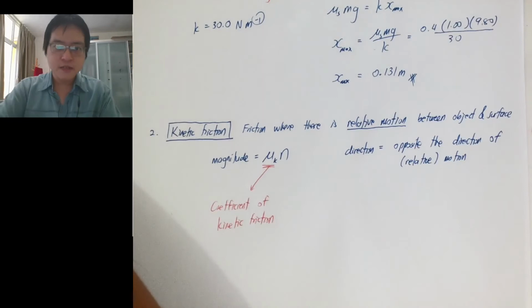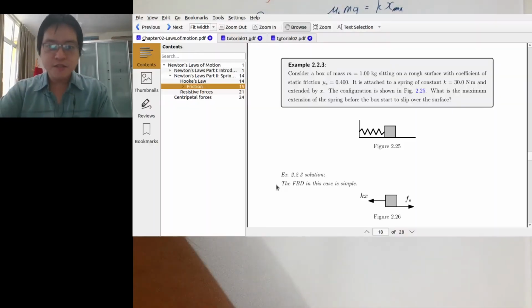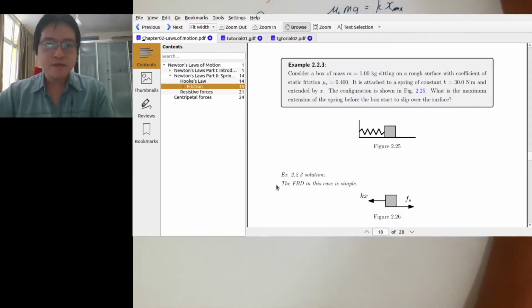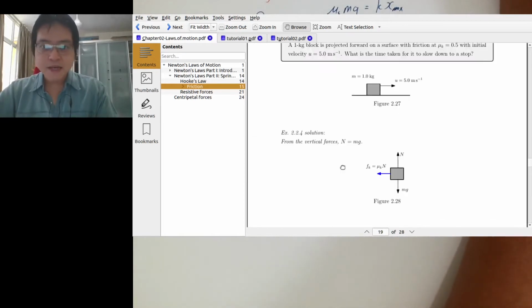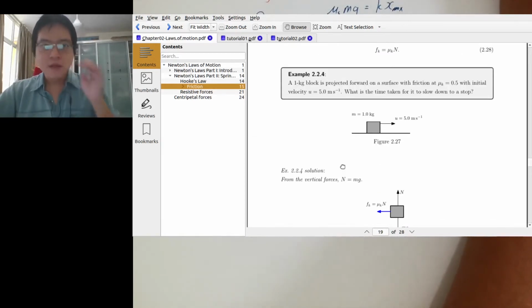Hang on, let me switch this back. Kinetic friction is very simple. Let's see how simple it is by working out a simple example. We have a block that is projected forward on a surface. The coefficient of kinetic friction is given, and the initial velocity is given. How long does it take for it to slow down until it stops?